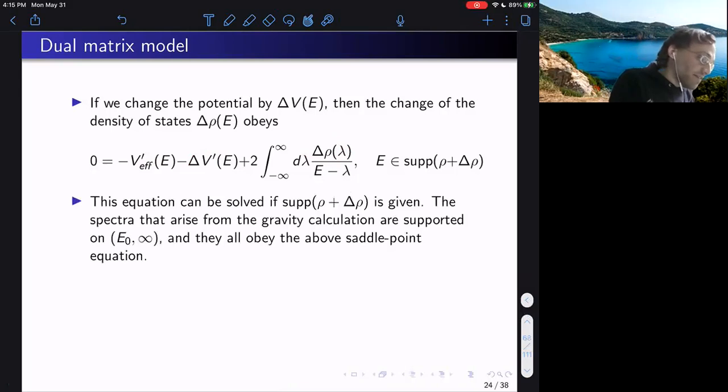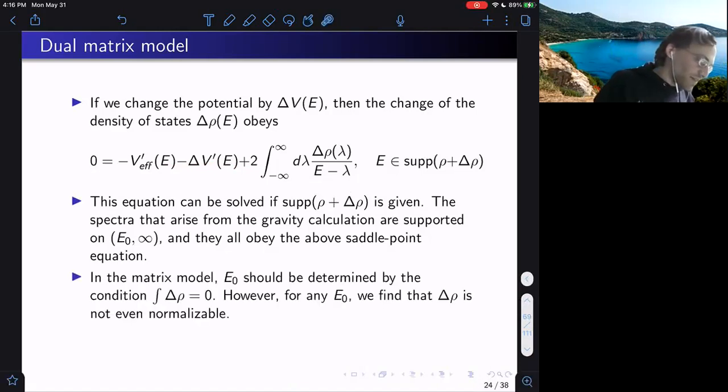If we want to solve for the change of the density of states delta rho, we need to be given the support of rho plus delta rho, of the final density of states. Once we're given that support, we can just solve this equation here. And the point is that if you take all the spectra that arise from the gravity calculation I did earlier for different values of the counter term, you'll get spectra that are supported on the half real line, E naught to infinity, and they all obey the above saddle point equation. So that's good, because I claim that this is the matrix model dual.